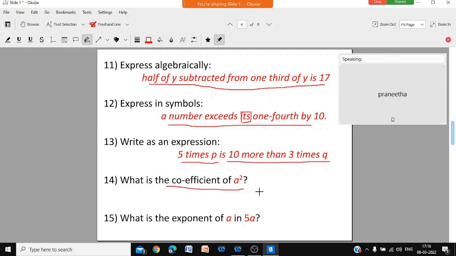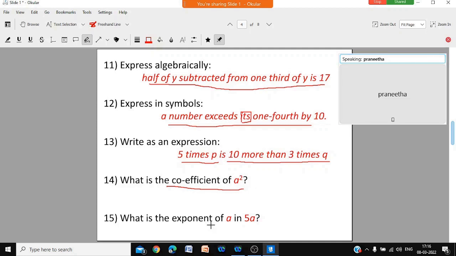Question number 14. What is the coefficient of a square? Just write the answer. Finished? Number 15, the last question.